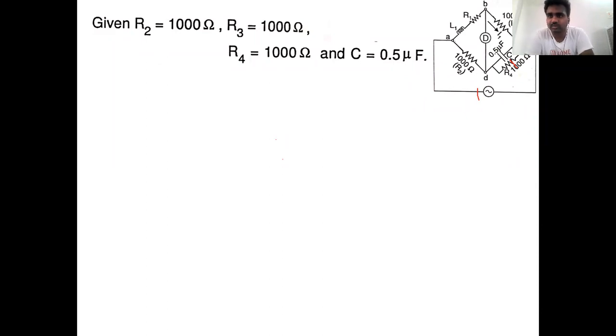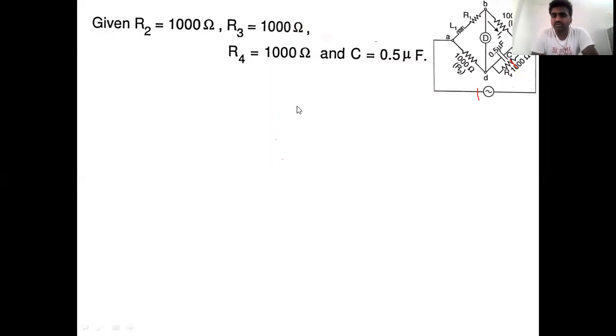Okay, this is our second problem, consisting of resistances R2 = 1000 ohms, R3 = 1000 ohms, and R4 = 1000 ohms, and the capacitance is 0.5 microfarad. The difference between Maxwell's bridge and Hayes bridge is that in Maxwell's bridge the resistance is in parallel with the capacitor, whereas in Hayes bridge the resistance is in series with the capacitor.